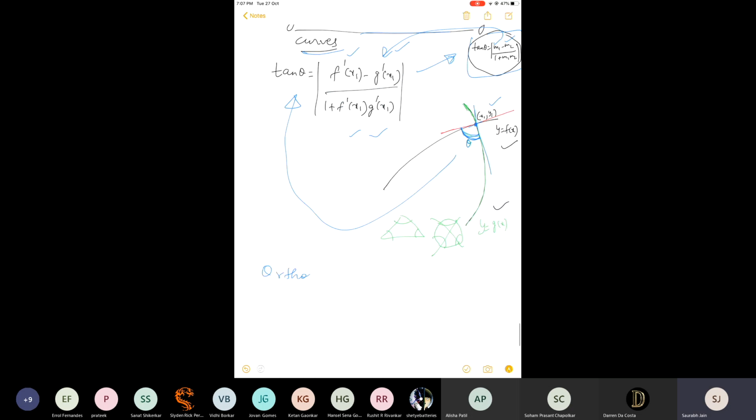Lastly, there is something called orthogonal curves. Orthogonal stands for perpendicular. So write one simple thing. Two curves are orthogonal if the angle between them is 90 degree.